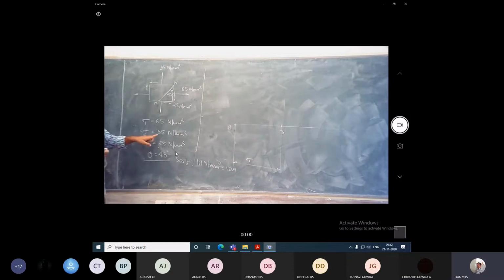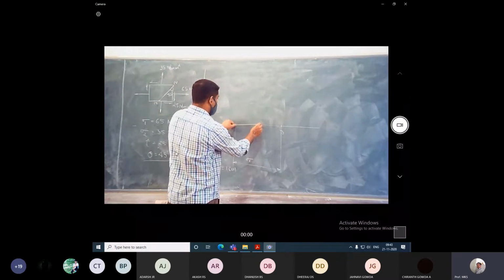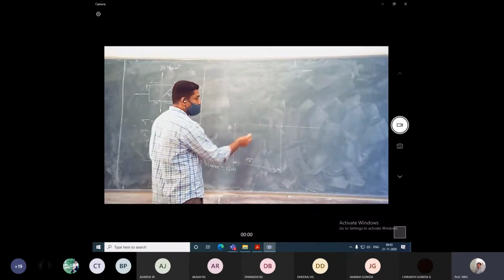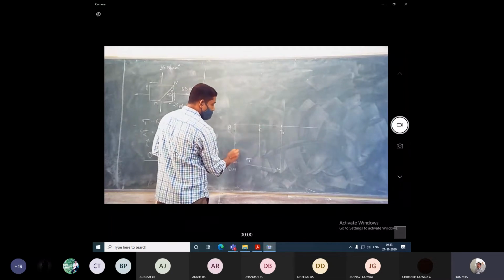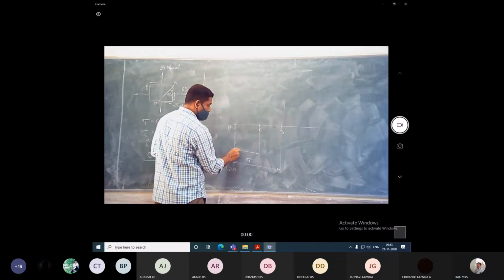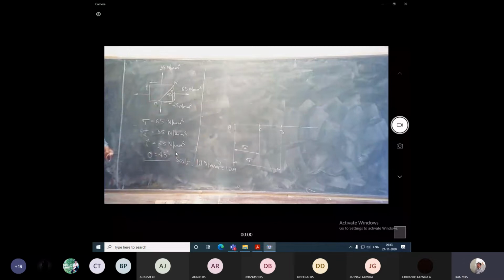Next, take sigma 2 for the scale. It is 35, so 3.5 centimeters on the same horizontal. Measure sigma 2 and name it as point C. The major and minor stress we have both taken.